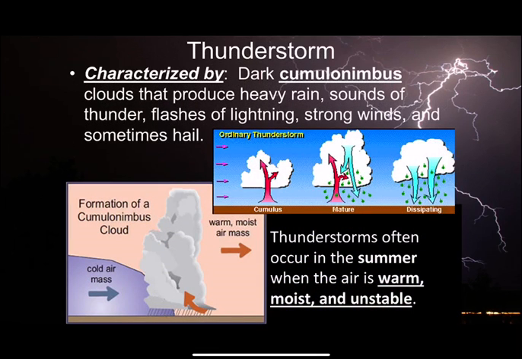Okay, let's talk about thunderstorms. Thunderstorms are characterized by dark cumulonimbus clouds that produce heavy rain, sounds of thunder, flashes of lightning, strong winds, and sometimes even hail. Thunderstorms often occur in the summer when the air is warm, moist, and very unstable. These tend to occur along cold fronts.